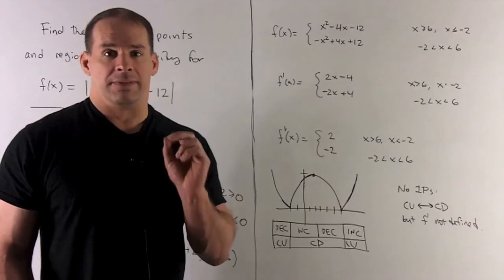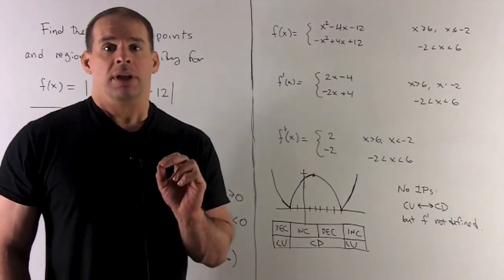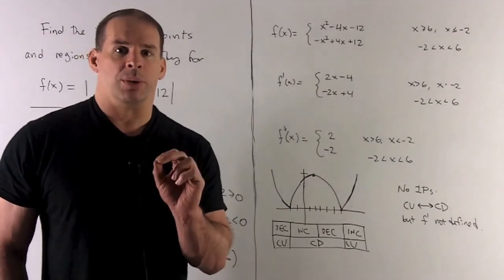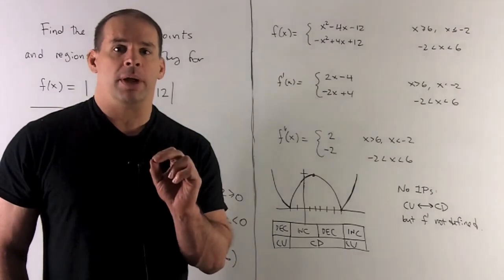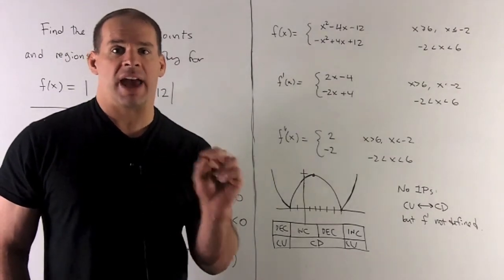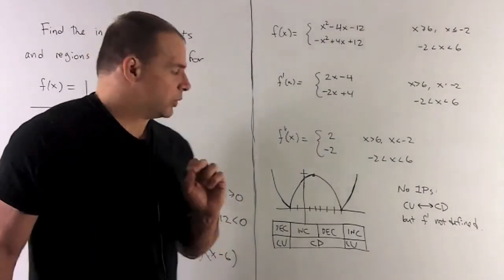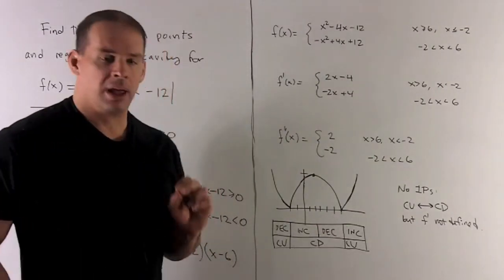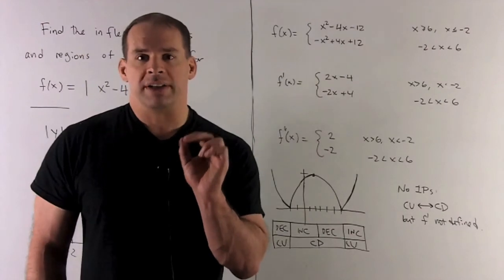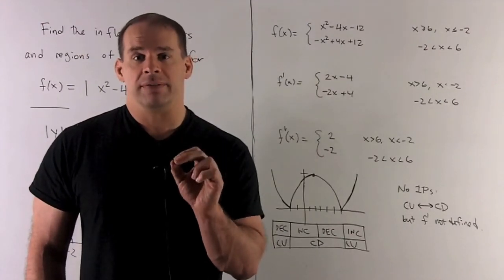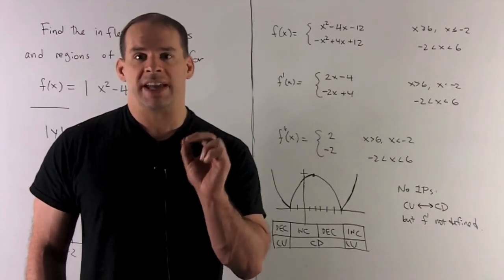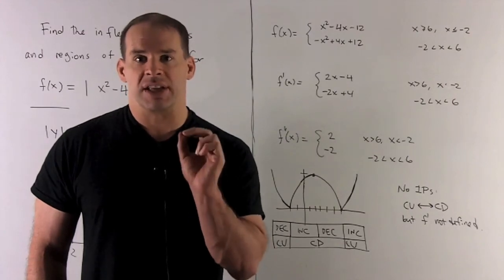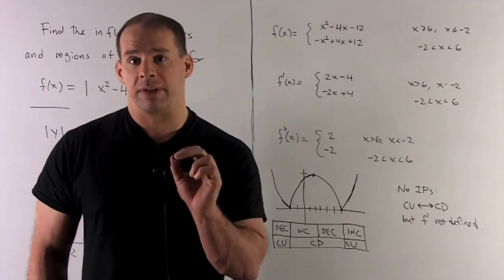Final part, inflection points. So technically, there's no inflection points here. To have an inflection point, we would need to have a change in concavity. So we do have changes in concavity at our minus 2 and our 6, but we also want in our definition that the first derivative is defined there. So we want that a tangent line exists. Since that's not the case here, we have no inflection points.